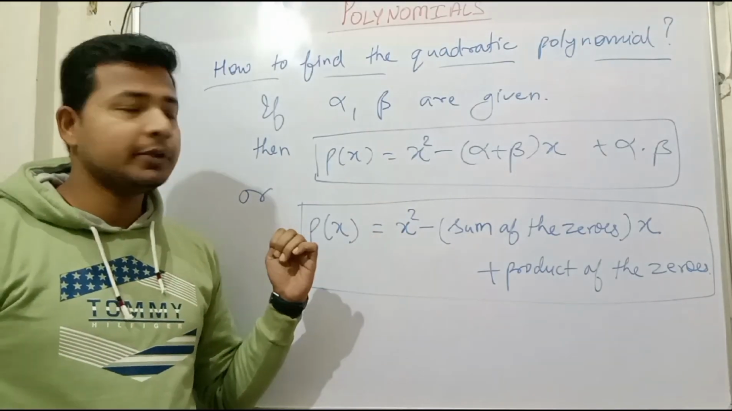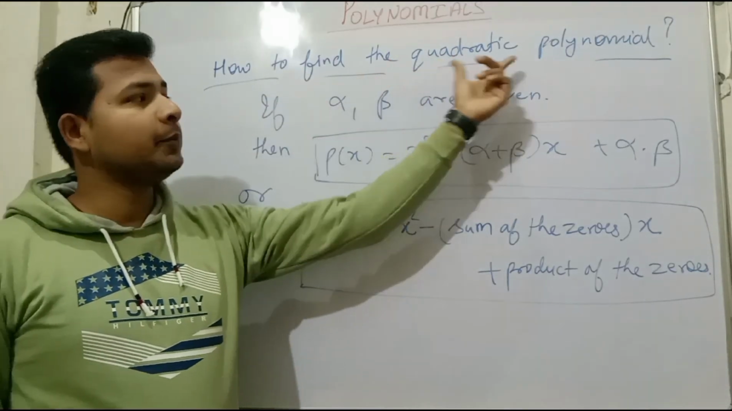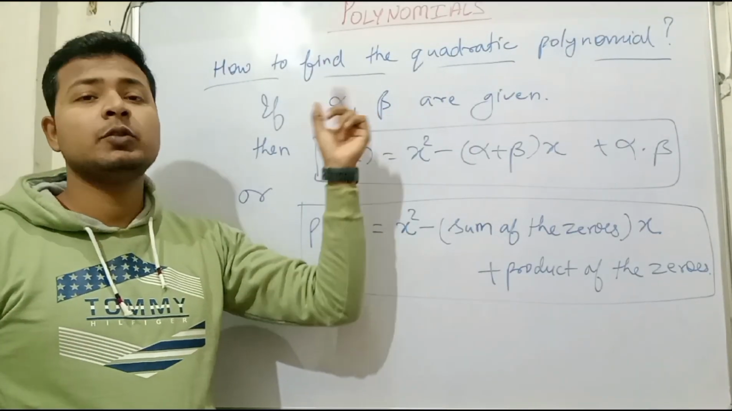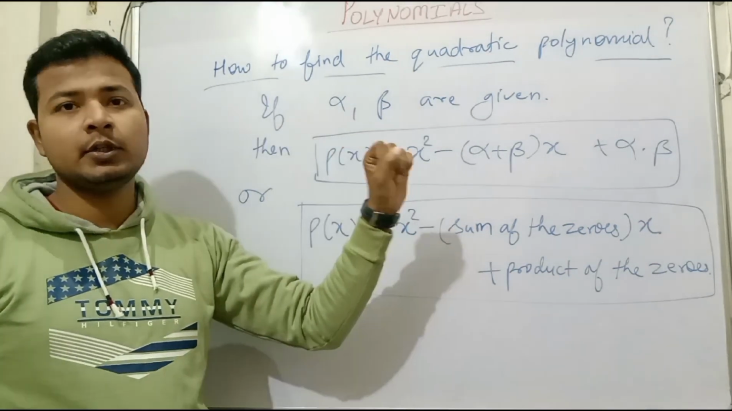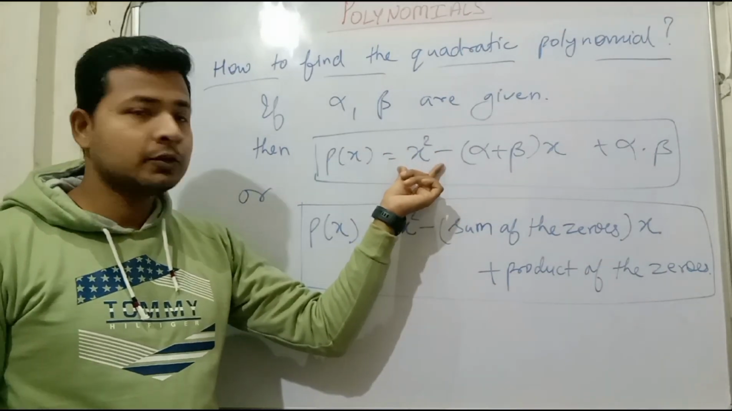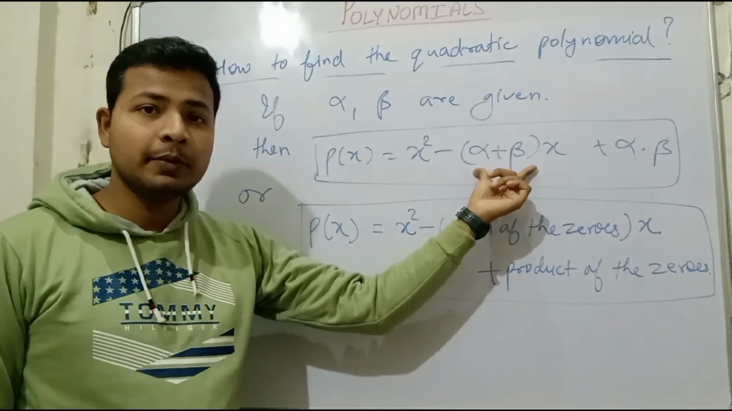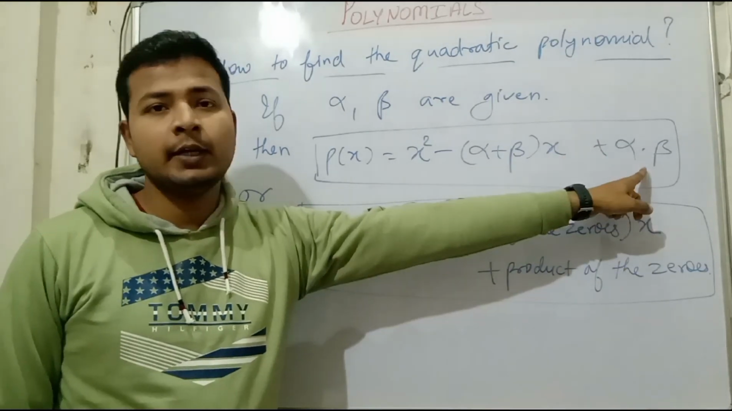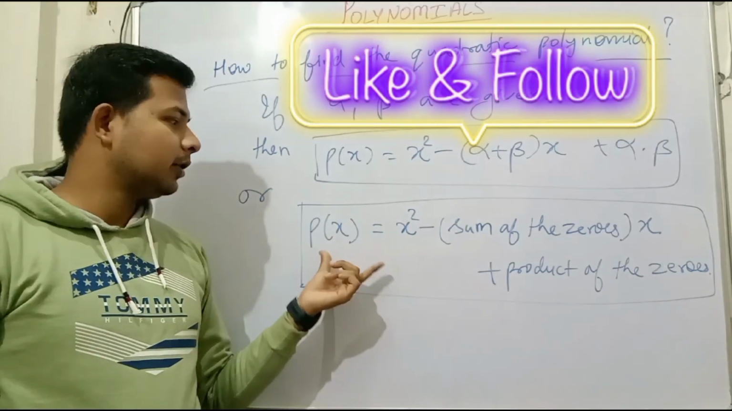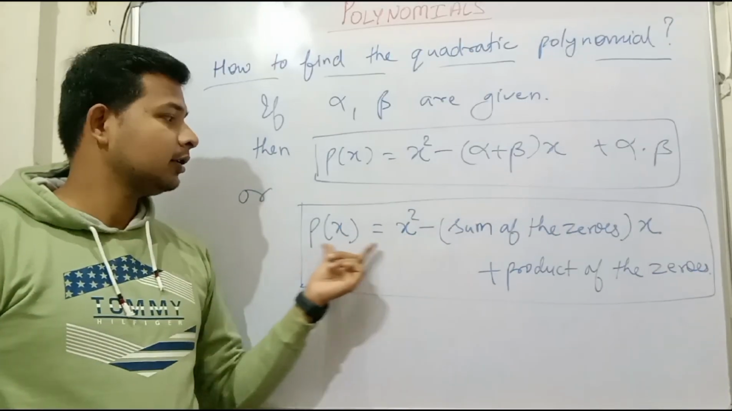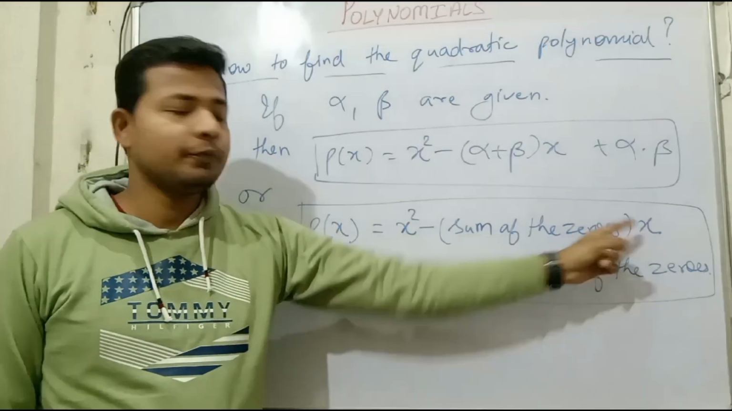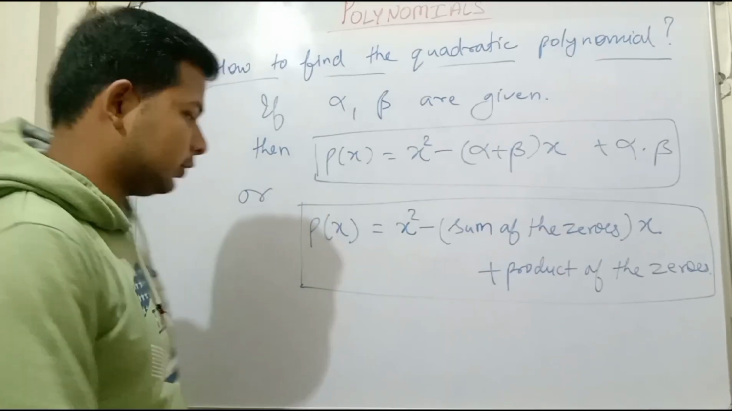Now the last topic of this chapter is how to find the quadratic polynomial if the values of alpha and beta are given. That means you know the zeros of the polynomial. In that case, the polynomial will be x square minus (alpha plus beta) in one bracket into x plus alpha into beta. This will be the quadratic polynomial. If you want to write it in words, then p(x), the polynomial in x, will be x square minus the sum of the zeros into x plus the product of the zeros.